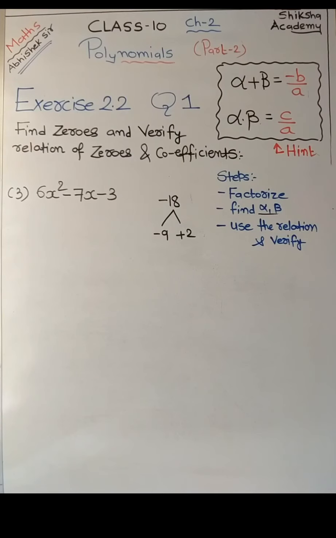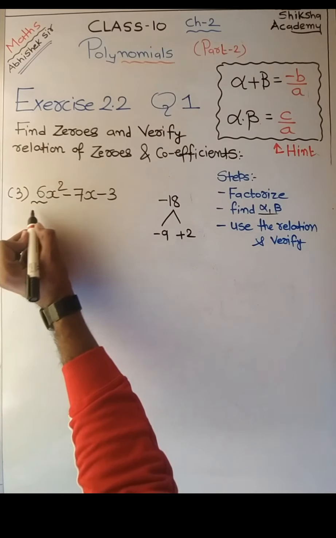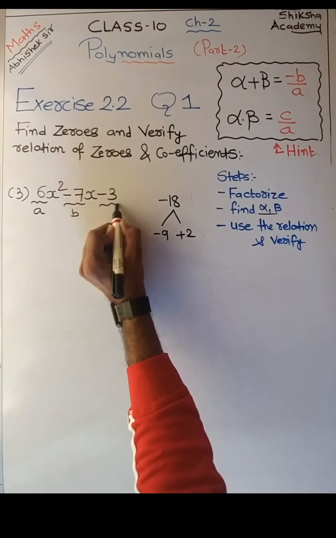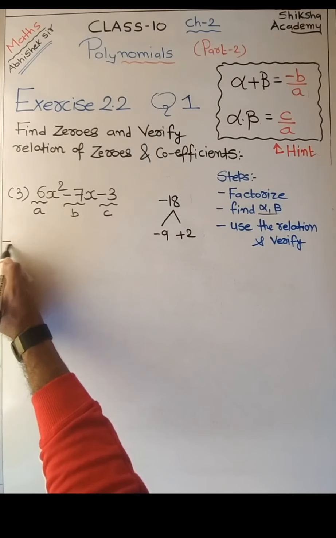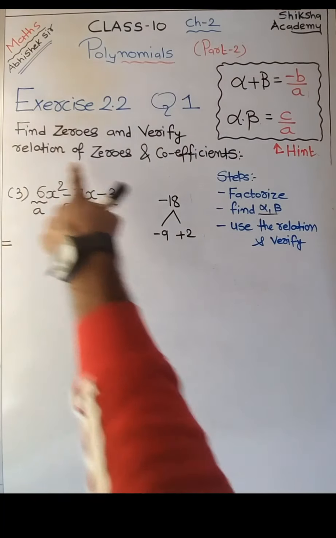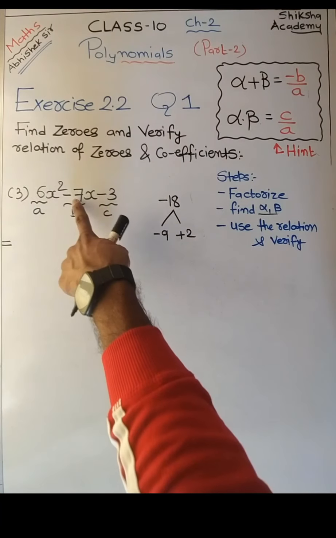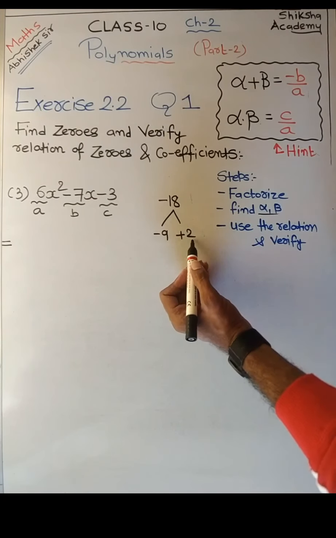Now the third question is 6x square minus 7x minus 3. Let us decide what is a, b and c. a is 6, b is minus 7, c is minus 3, right? So let us start with the first step, that is factorization, splitting the middle term. So here I have split 6 into minus 3, that is minus 18, into two parts such that we get minus 7. See, 18, 9 2s are 18.